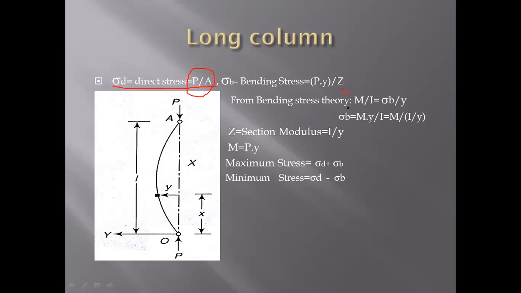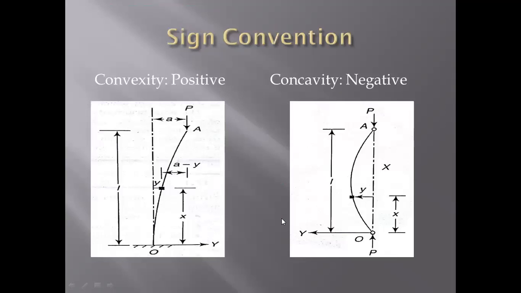But from bending stress theory, what we know? M by I is equal to sigma B by Y. So sigma B is equal to M by Z, since I by Y is Z. Maximum stress is direct stress plus bending stress. Minimum stress is direct stress minus bending stress. Now some sign conventions that we have to take. If the nature is convex because of the application of the compressive load, then we will take it as positive. And if the nature of the buckling is concave, that is concavity, then we will take it as negative.